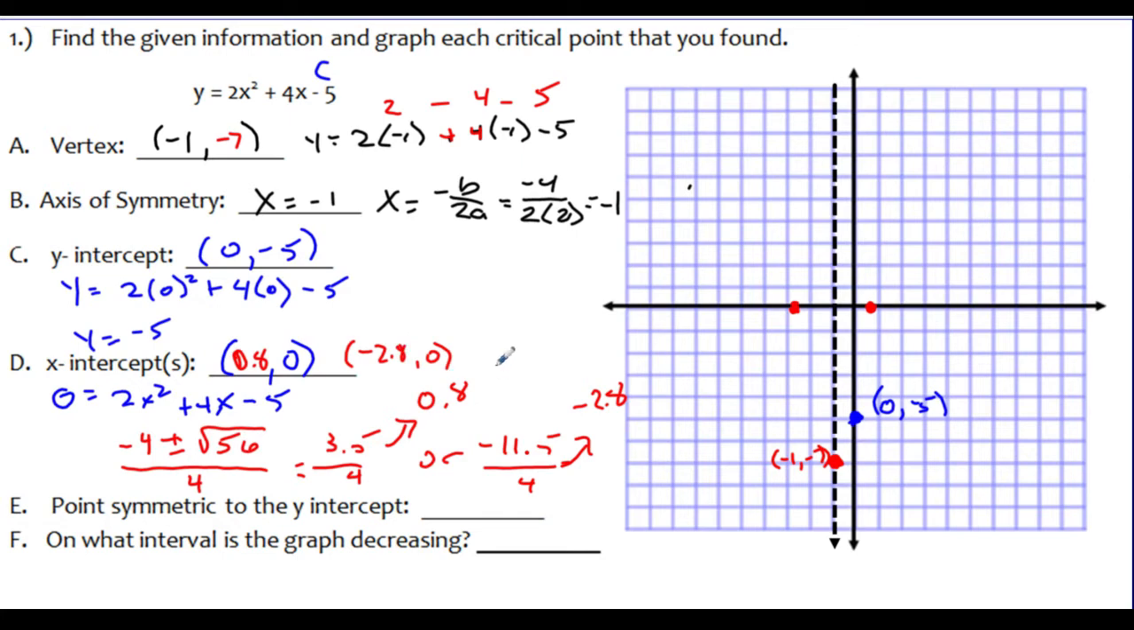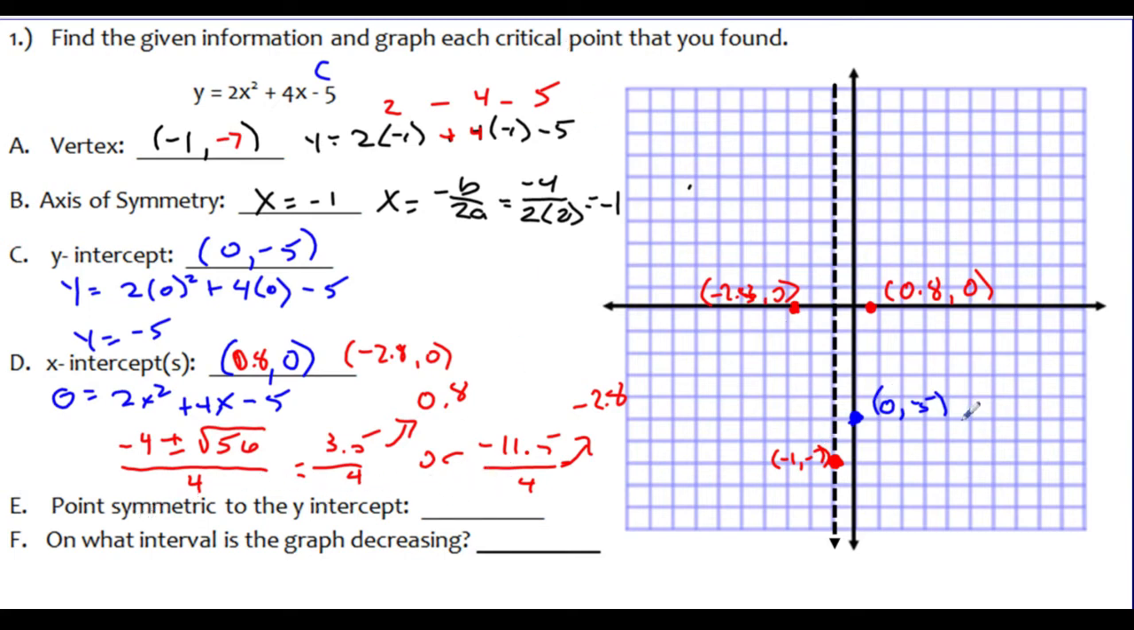Okay, so that's 4 points now. So again, I'm just going to label these. I'm going to say this is 0.8 comma 0, and this one is negative 2.8 comma 0. Okay. So I have two sets of points there. So if you take a look, I'm really starting to get a nice parabola out of this. The last point that I need is the point symmetric to the y-intercept.